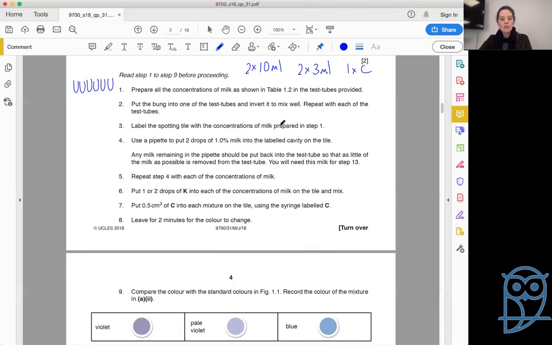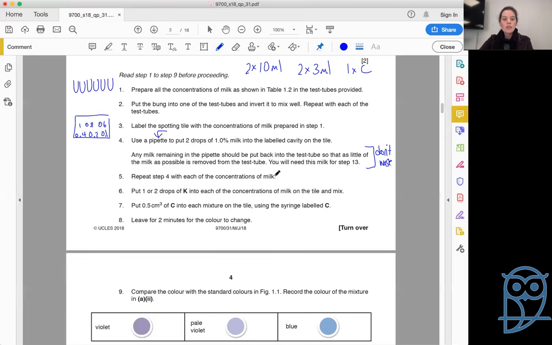Label the spotting tile with the concentrations of milk prepared in step 1. So we would have our spotting tile, and we would have 1, 0.8, 0.6, 0.4, 0.2, 0.1. Use a pipette, so we're dropping, to put 2 drops of 1% milk into the labeled cavity on the tile. Any milk remaining in the pipette should be put back in the test tube, so as little of the milk as possible is removed from the test tube. You're going to need it for step 13. So they're telling you here, don't waste.